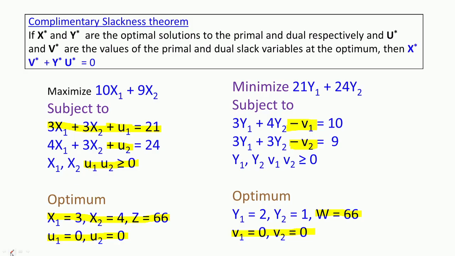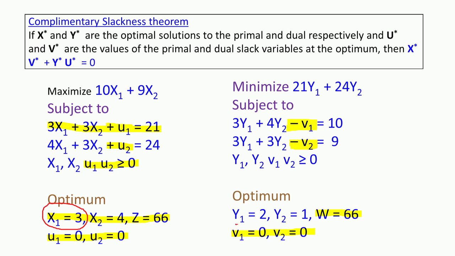We also verified the complementary slackness by considering this example, which maximizes 10x1 plus 9x2 subject to 3x1 plus 3x2 plus u1 equal to 21, 4x1 plus 3x2 plus u2 equal to 24. The dual is shown here, and we also said that in the optimum x1 is equal to 3, so complementary slackness says v1 should be equal to 0.